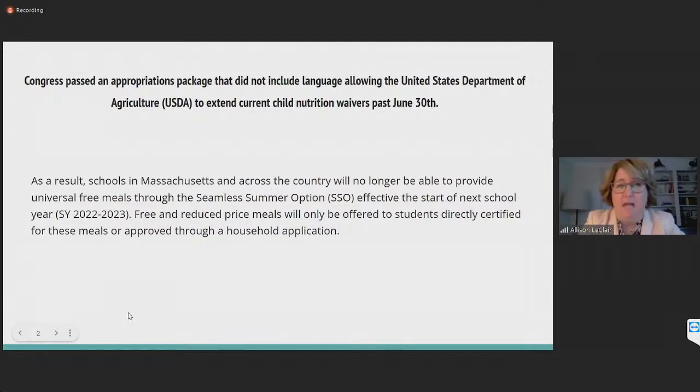So Congress passed an appropriation that would end all USDA current nutrition waivers on June 30th. As a result, Massachusetts schools and schools across the country will no longer provide universal free meals. And so this will impact every household.